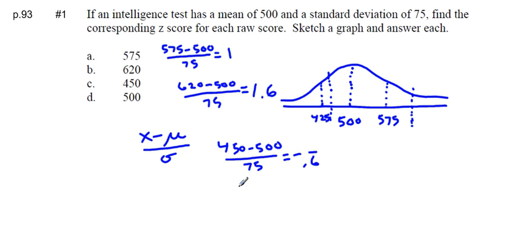Okay, last one of these. 500 minus 500, divided by 75. And you don't even have to run through the calculation to see that this is a z-score of 0, which makes sense. This score is exactly average. It is 0 standard deviations above or below average, so it makes sense to get a score of 0.